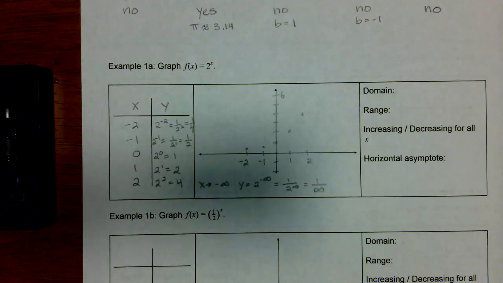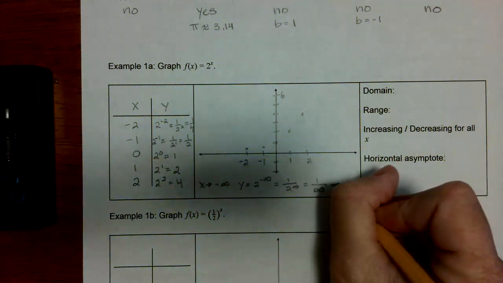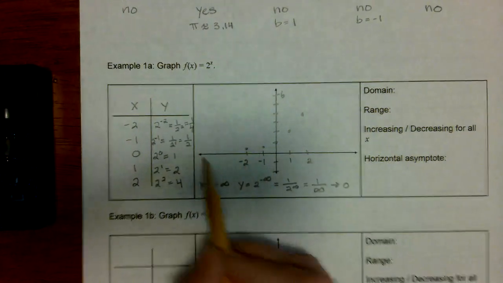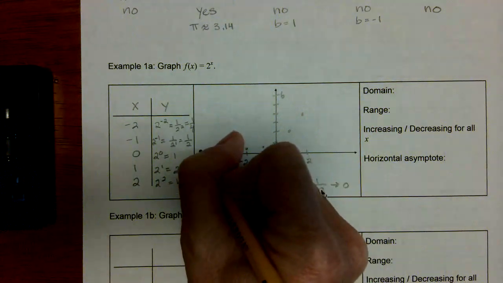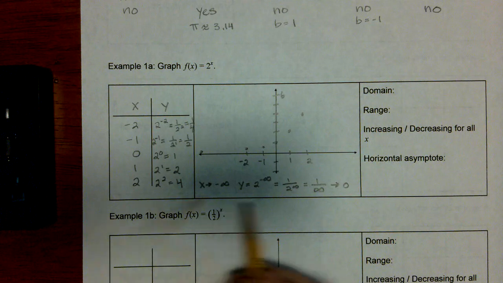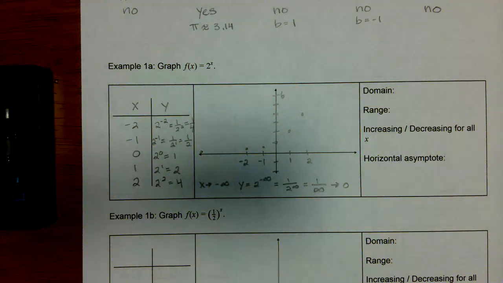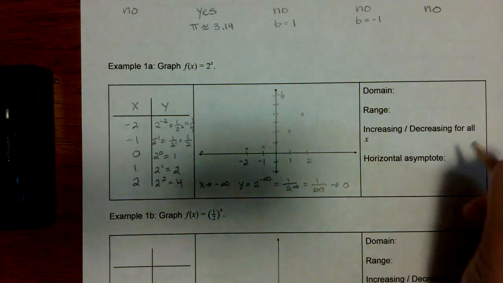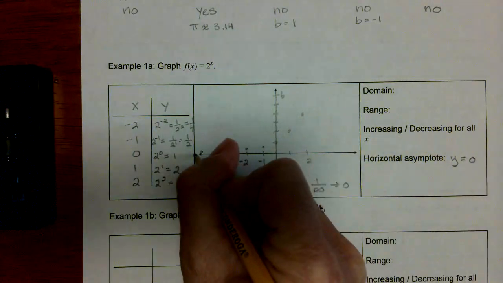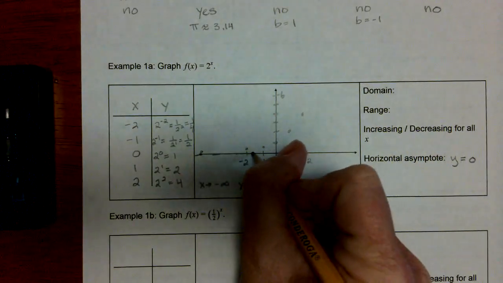So 1 over infinity, what did that go to in our polynomial functions? That approaches 0. So as we get way down to negative infinity, our graph is going to get closer and closer to 0. Hopefully you remember closer and closer to a number indicates a horizontal asymptote. So here we actually have a horizontal asymptote at y equals 0. So I'm going to draw that asymptote in.